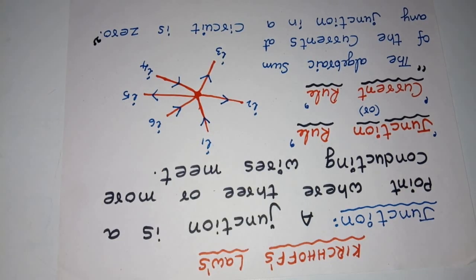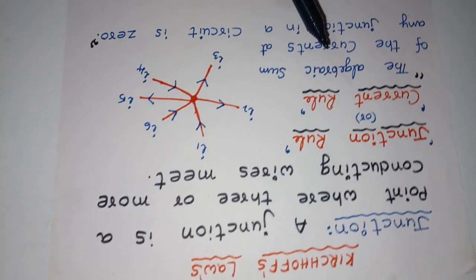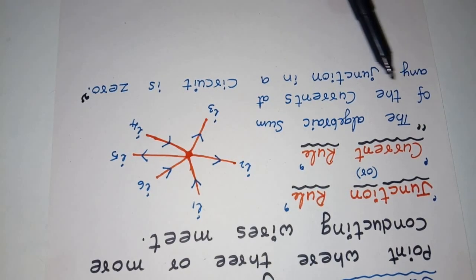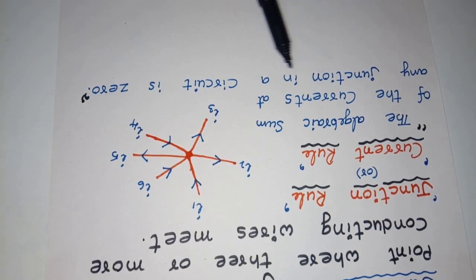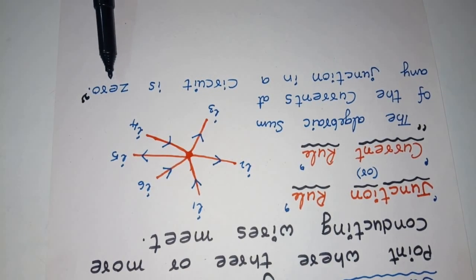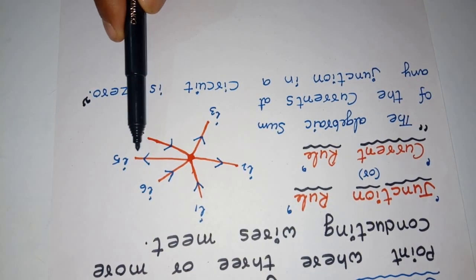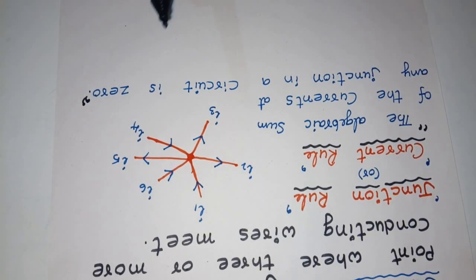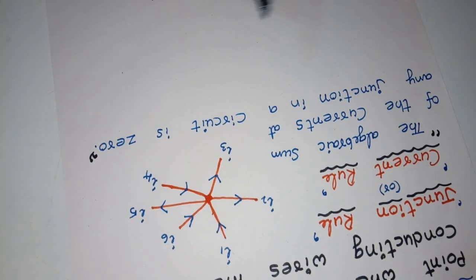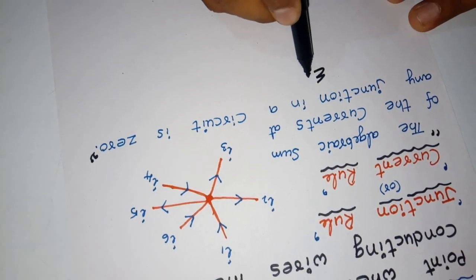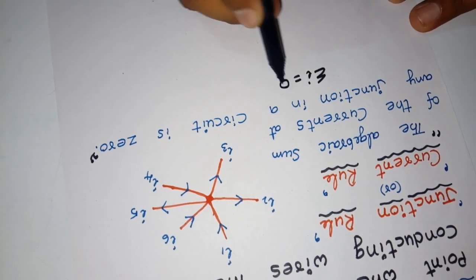And let us try to understand what the junction rule says. The algebraic sum of the currents at any junction in a circuit is 0. In other words, the current passing towards the junction is equal to the current passing away from the junction. Let us try to understand this. The junction rule can also be written like this: sigma I is equal to 0.